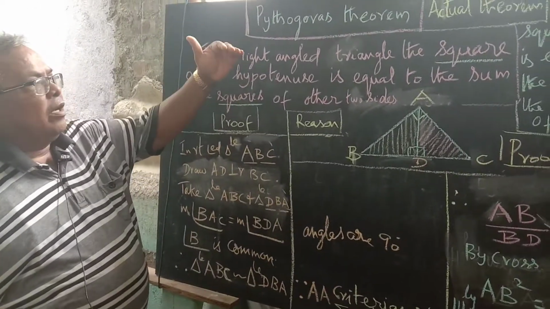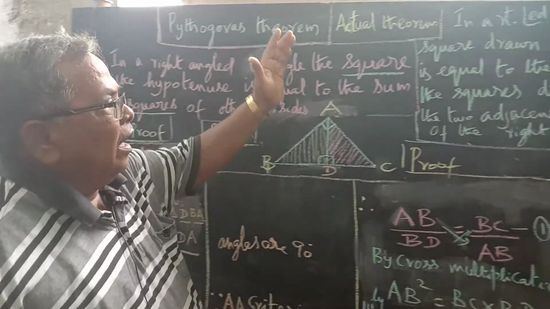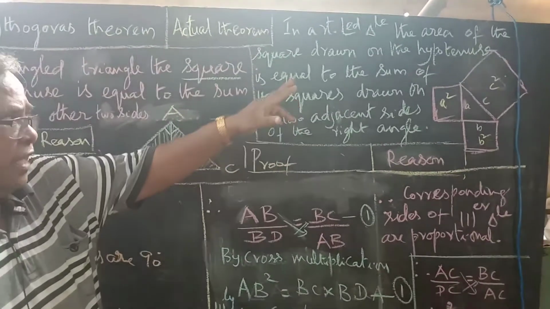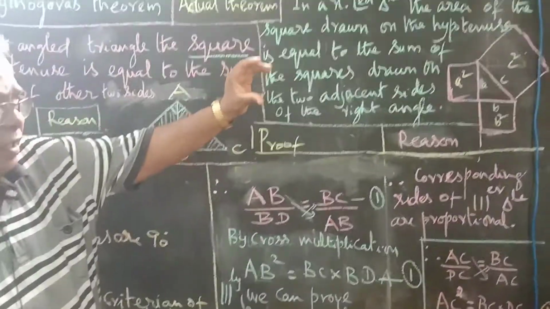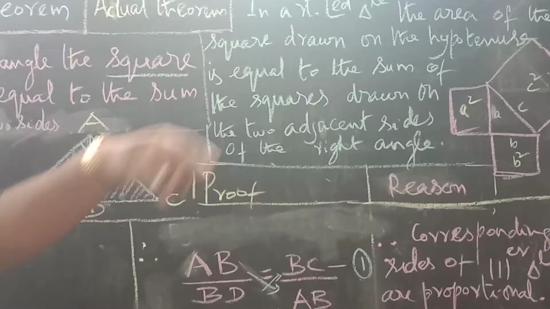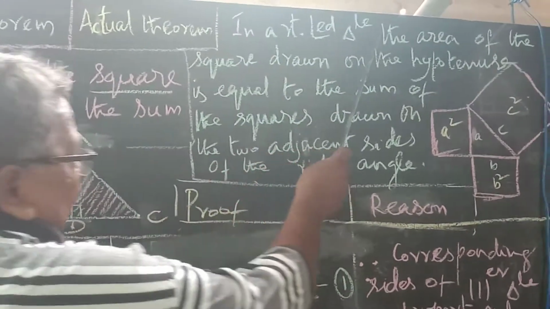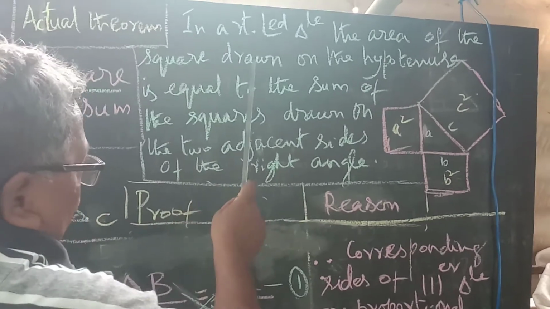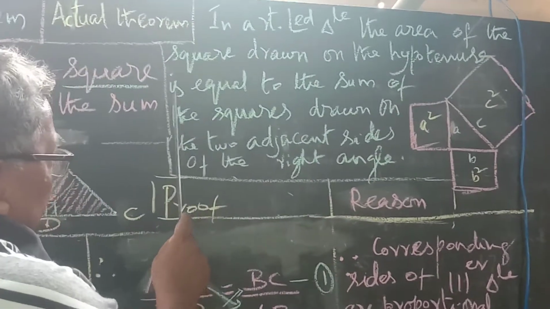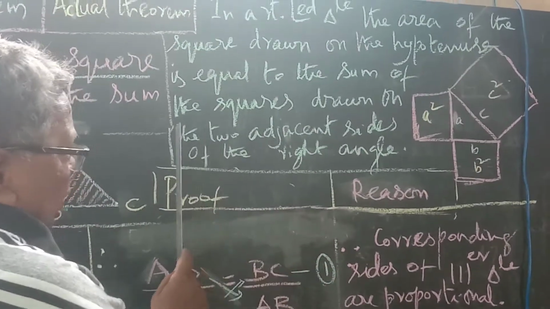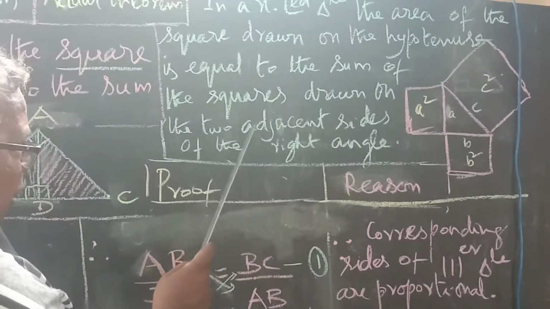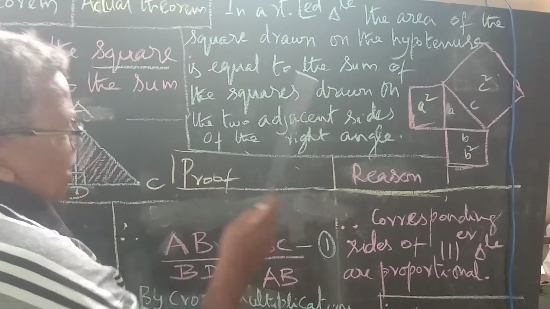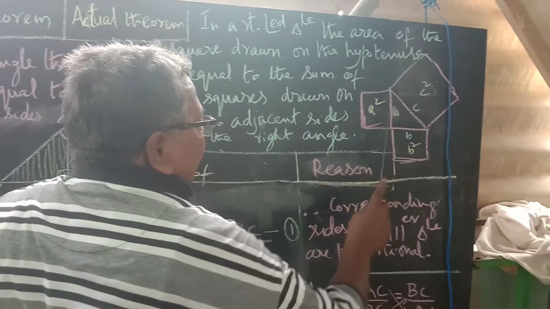Actually, the Pythagoras theorem was invented in this way. What the Pythagoras theorem says is that in a right angle triangle, the area of the square drawn on the hypotenuse is equal to the sum of the squares drawn on the two adjacent sides of the right angle. Now here, this is a right angle triangle.